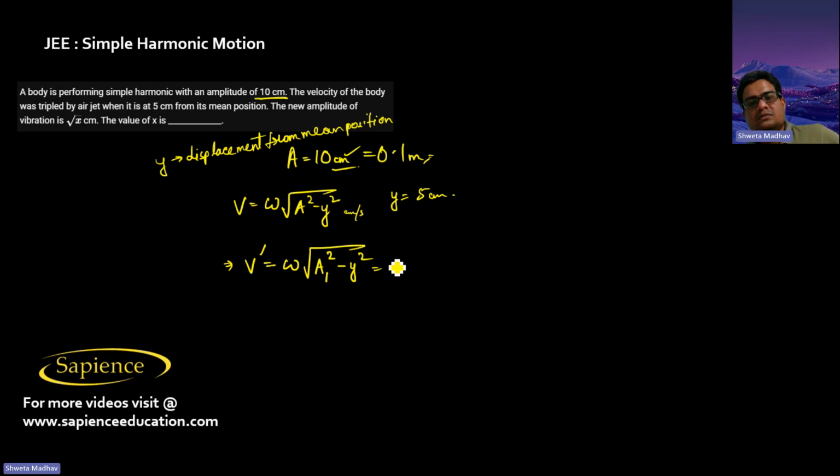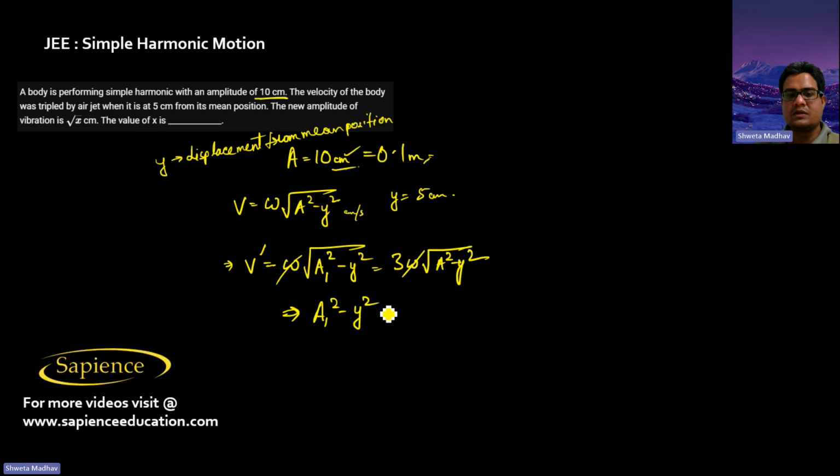That is equal to 3 times. The velocity of the body is tripled, that is 3 omega into root over a square minus y square. So omega and omega will get cancelled. So if I square it, then I will get a1 square minus omega y square, that is equal to 3 or 9 into a square minus y square.